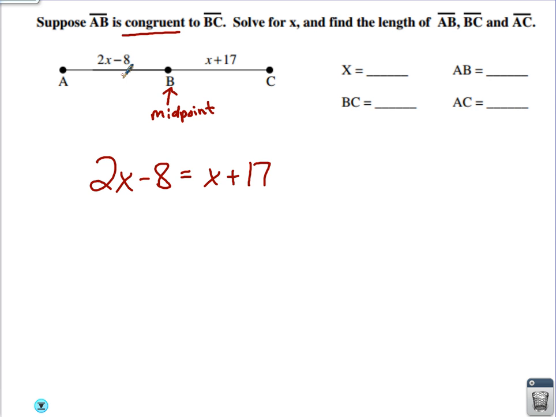If AB is congruent to BC, then 2x minus 8 is equal to x plus 17. They have to be the same length. They have to equal. Move the x's one way, move the x's the other way. Now, if you're getting better at solving these equations, I think I told you to begin with, you don't have to show me minus x, you don't have to show me plus 8. If you can just do it in your head, awesome. When you do minus x over here, how many are you left with?